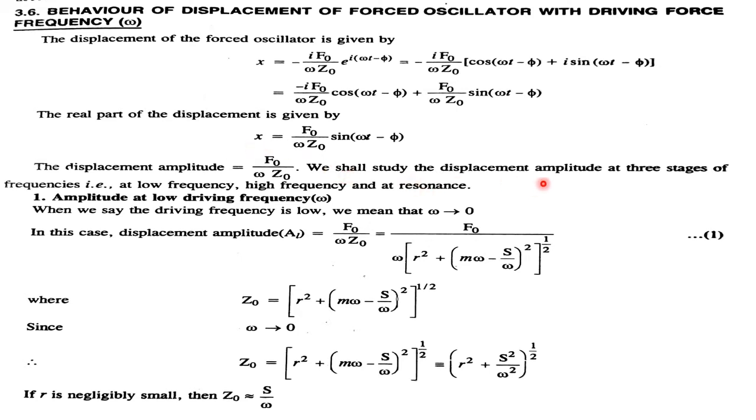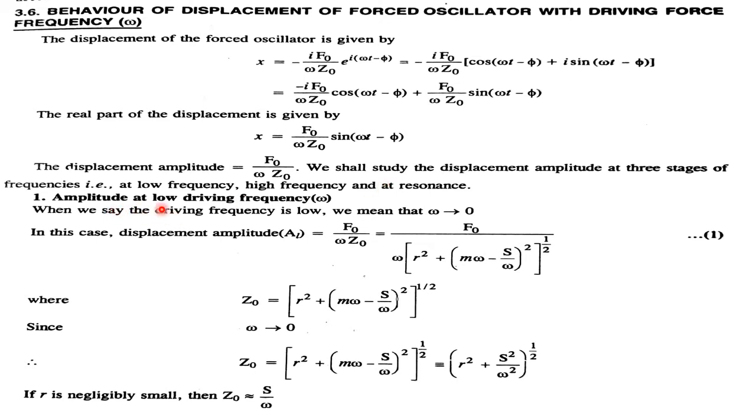That means the study of displacement amplitude at three stages of the frequency. All right, so it is basically important. So what are the three stages? One is when the frequency is very low, second one is when the frequency is very high, and third one is at the resonance frequency. In this case this resonance frequency is practically useful. It is the frequency at which our forced oscillator is basically oscillating for the practical purposes. So let us see how it behaves on the low frequency, high frequency, and the resonance frequency.